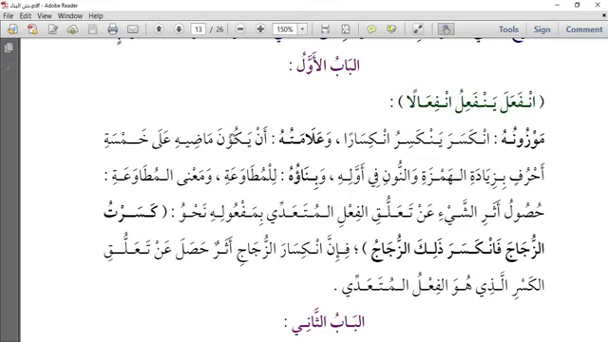Wa alamatuhu, and its signs, how you would recognize this verb or this wazn or this shape, is an yakuna madihi ala khamsati ahrufin, that its fi'l madi form would have 5 alphabets. It would have how many alphabets? 5 alphabets, bi ziyadatil hamzati wa nun, with the addition of Hamza and Nun fi awalihi, at the beginning.